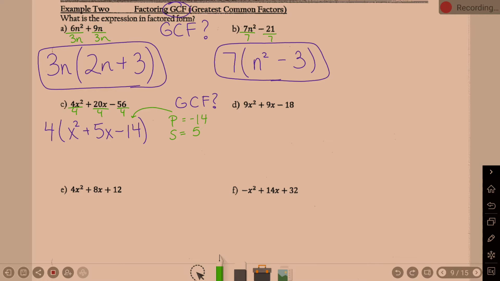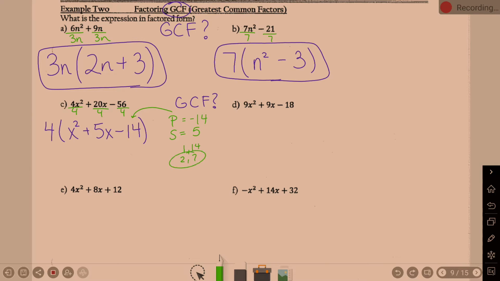What numbers multiply to be 14? 1 and 14 or 2 and 7? What could maybe work depending on signs? 2 and 7. 7 minus 2 is 5, isn't it? So this might work. It's a win. Let's try it.